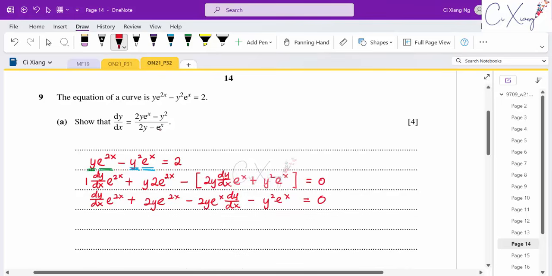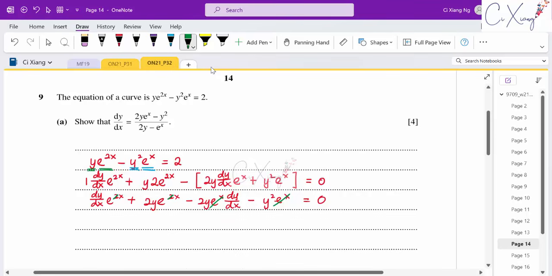Okay, so what can I observe from here, right? I can see very clearly that every single term has e power x, which means I can cancel out e power x first, or factorize it out first. So e power x, then e power 2x divided by e power x gives e power x. So this one is also e power x.